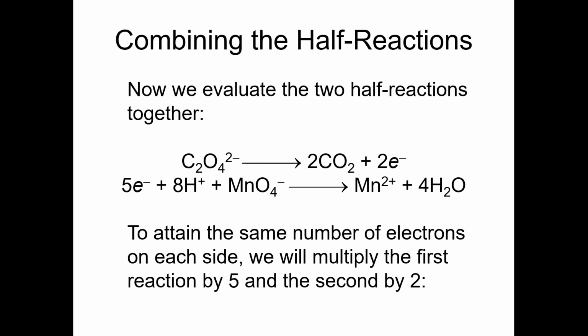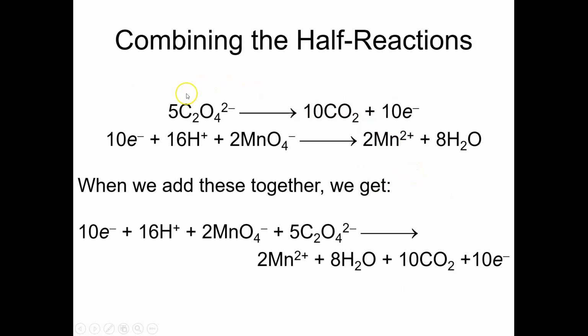Now we look at the two of them together and say the last thing we need to do is multiply these things by integers so that I've got the same number of electrons on both sides. And so that means finding the least common multiple of 2 electrons and 5 electrons, which is going to be 10 electrons. And that means I have to multiply this equation by 5, and I have to multiply this half reaction by 2, so that I'll have 10 electrons in each case. And so when I do that, I've now multiplied through the top one by 5. I've multiplied through the bottom one by 2. And then I just add everything together.